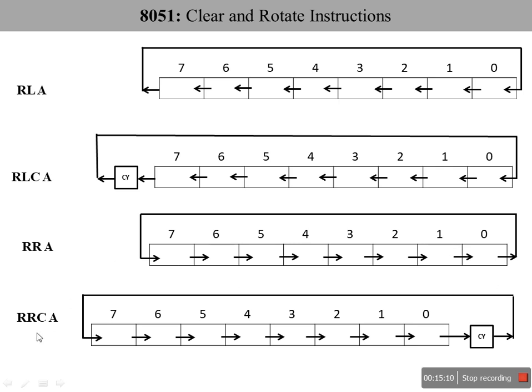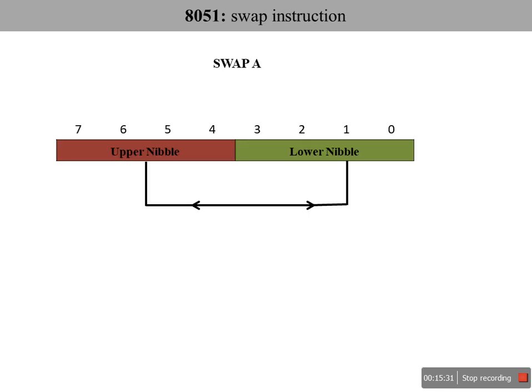Then RRCA is rotate accumulator right through carry. The content of LSB bit is copied into the carry flag. The content of carry flag will be copied into the MSB. So these are the different four rotate instructions in 8051. Coming to the swap instruction, it is the SWAP A.